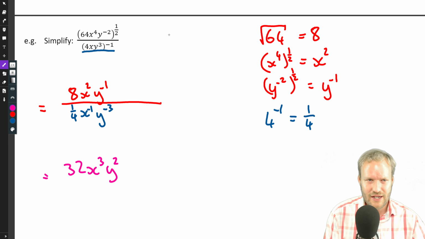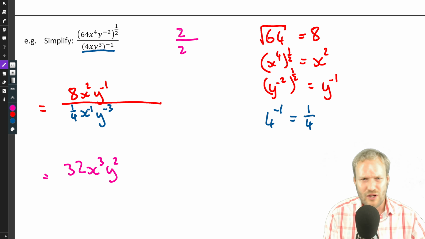Now, there'll be other cases where it will be useful to prime factorize, where 64 you could write as 2 to the something, 4 you could write as 2 to the something. We'll get to those questions just now.